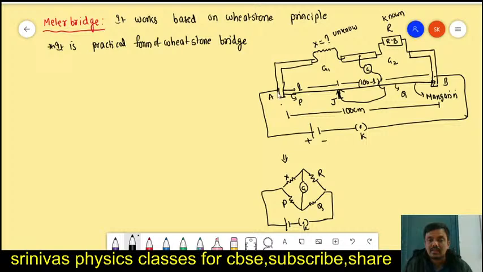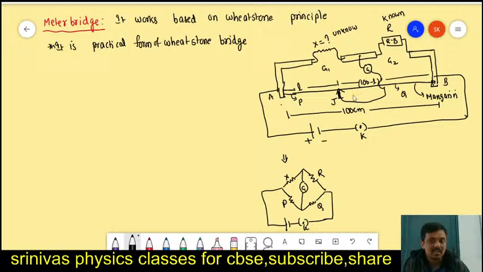Left side wire length is L. If you press it here, left side wire length is L. That is the P resistance. If you move the jockey to the right side, the left side wire length will increase. Jockey left side, that is P. When the wire length increases, the resistance in the left side also increases.